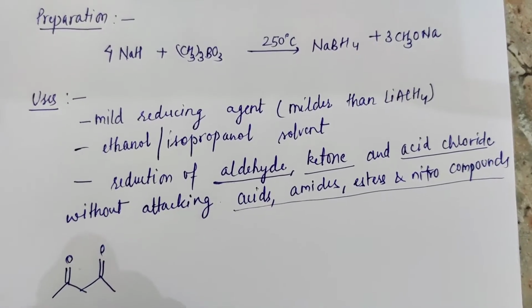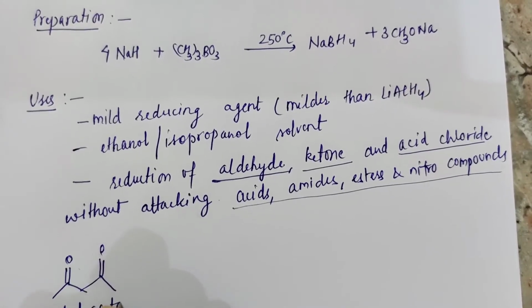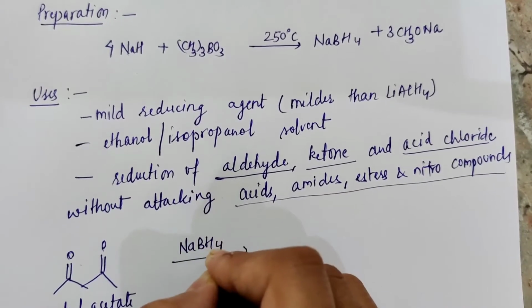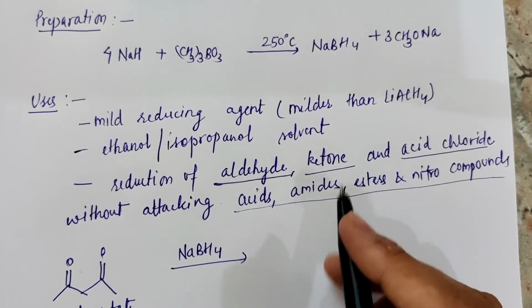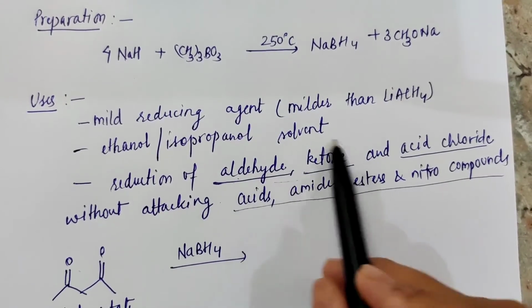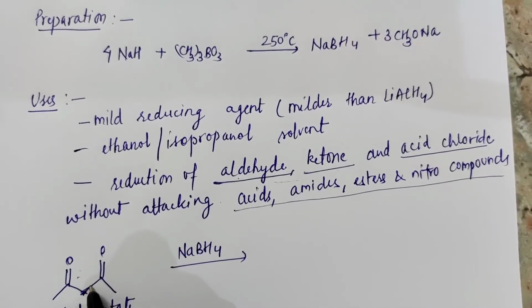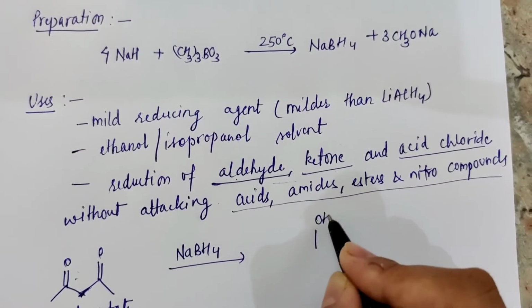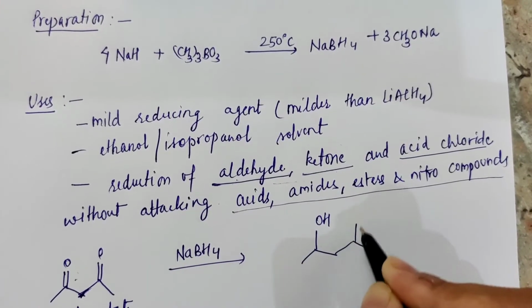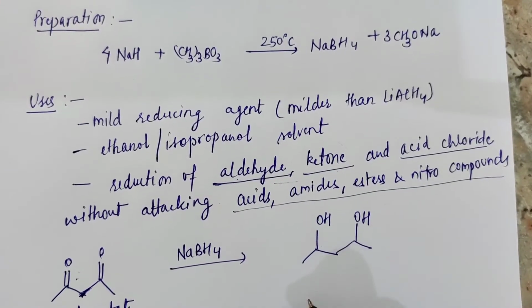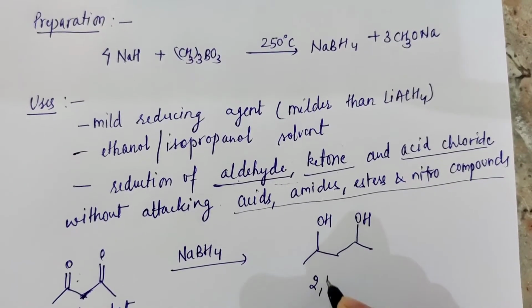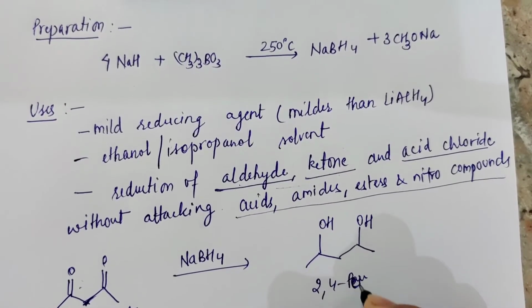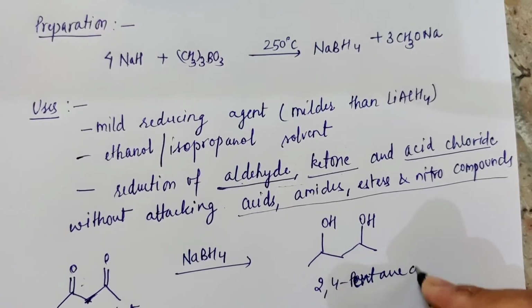This is acetylacetone. Acetylacetone on treating with sodium borohydride: since two ketonic functional groups are present here, they will be reduced, and on reduction we get alcoholic groups. So this will be the product. The name is 2,4-pentane diol.